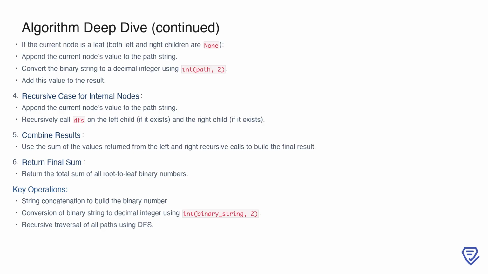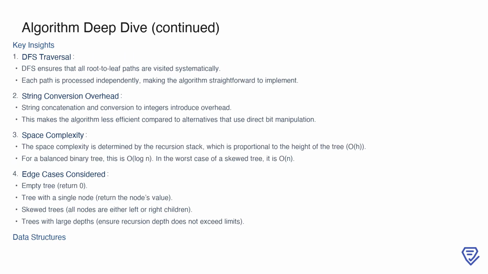For internal nodes, we continue appending the current node's value to the path string and recursively call the DFS function on the left and right children, if they exist. Finally, we combine the sums returned from the left and right subtrees and return the total. This process ensures that every root-to-leaf path contributes to the final result. Using DFS guarantees that all root-to-leaf paths are visited in an orderly fashion, and each path is processed independently.